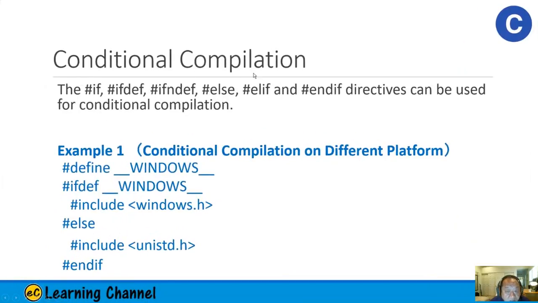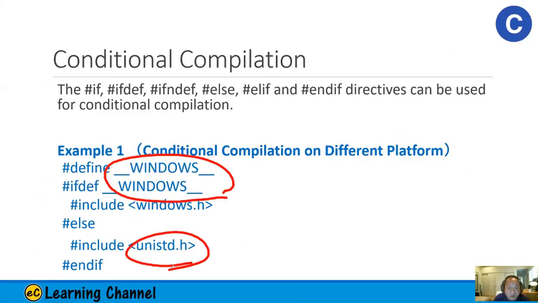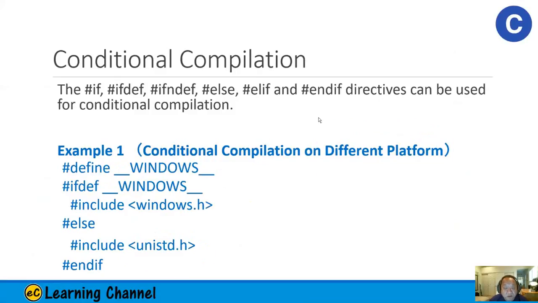And here is another conditional compilation. That means if you define the underlying Windows, it will be the Windows platform. Otherwise, it will be the standard Unix platform. So it's used to do the compilation on different platforms. Is that okay? Hello? Hello? Hi, Eric. Is that okay?